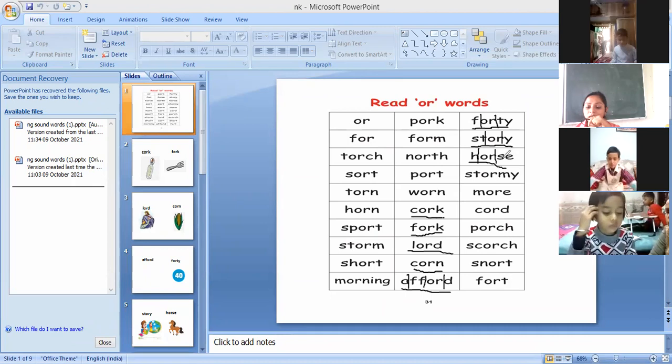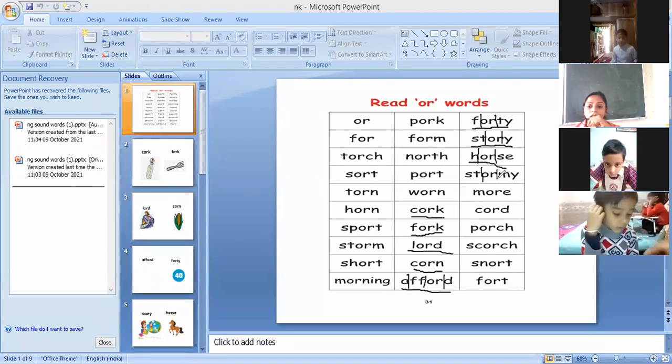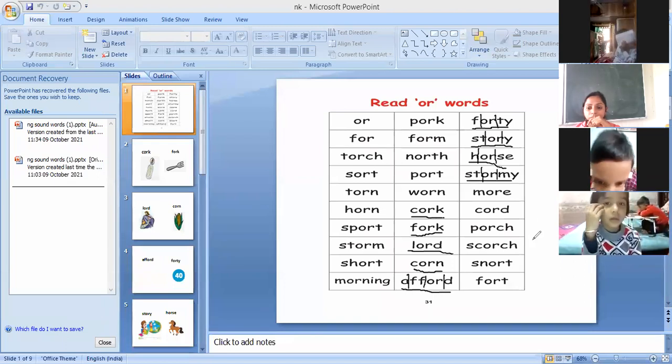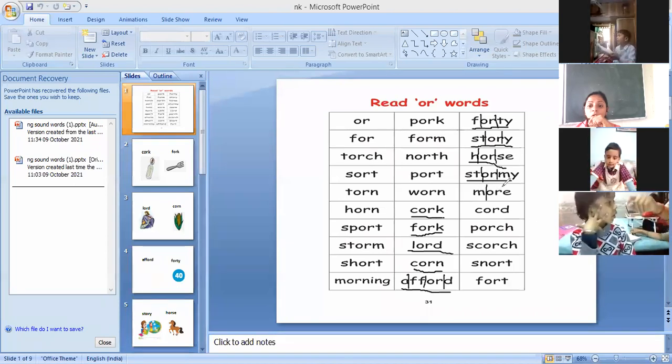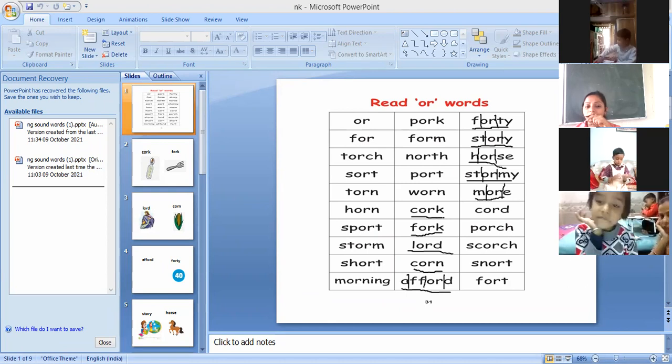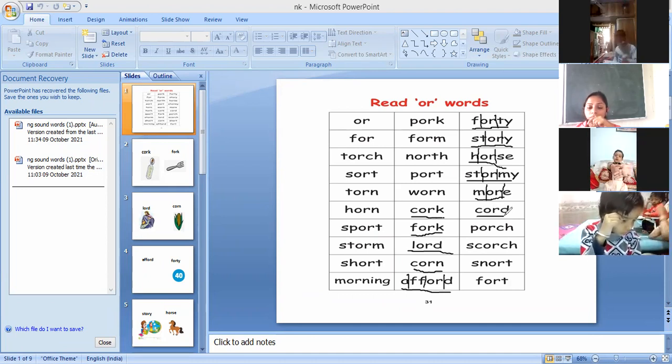Horse. Next word. St or me. Stormy. Next. Or more. Again, we have two vowels, O and A. So again, A is silent. So we'll read it as or more. More. K or d, cord.